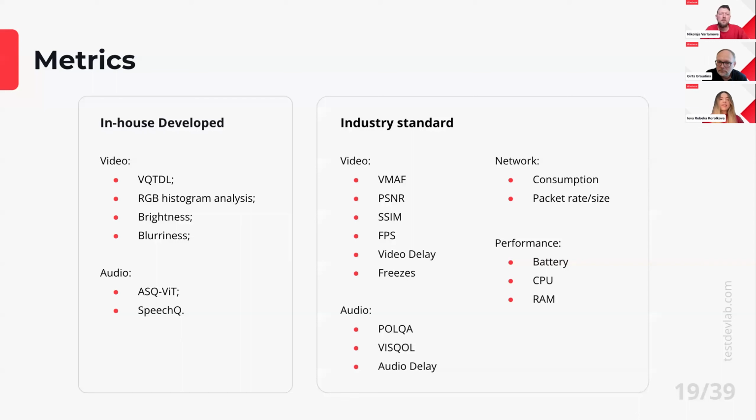And as well, additionally, we can do performance testing on the side to ensure that we also capture CPU, memory usage, or battery usage during such tests. And in-house, we have also developed additional metrics that sometimes give an even fuller picture and more information on what has happened. For example, for video, it's VQTDL, which is a no-reference video quality algorithm, or for example, brightness or blurriness, and how the video changes throughout different network environments as well.